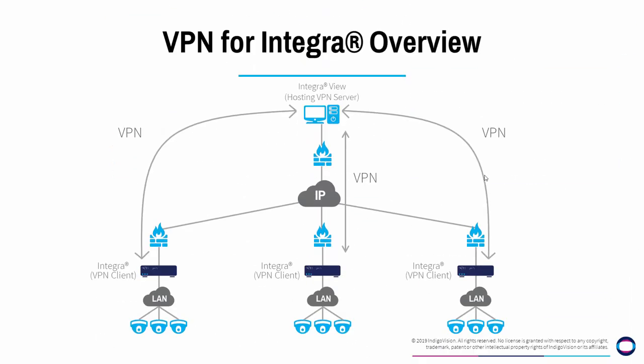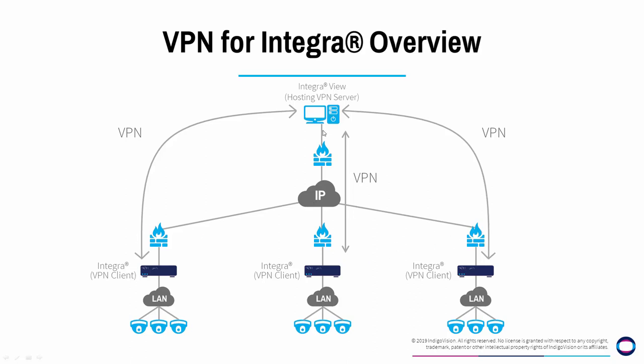So VPN for Integra uses VPN technology to provide secure remote access between Integra sites and then to a central location. In this diagram, we have three Integras, so we've got three sites. Each site has its little Integra box and then a LAN with some cameras connected to it. And each site is going to have its router or firewall connected to the internet.